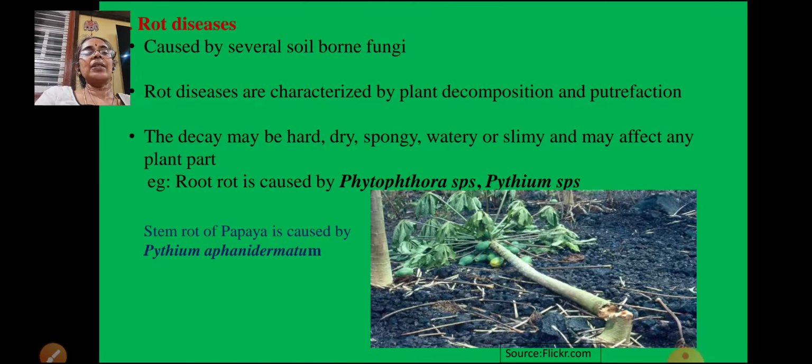The third one is the rot disease. It is caused by several soil-borne fungi. Rot diseases are characterized by plant decomposition and putrefaction. The decay may be hard, dry, spongy, watery or slimy and may affect any part of the plant. An example is root rot, which is caused by Phytophthora species, Pythium species, etc. This is the diagram showing the stem rot of papaya caused by Pythium aphanidermatum.